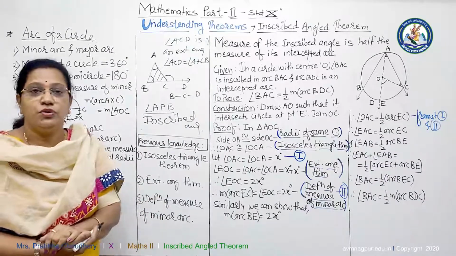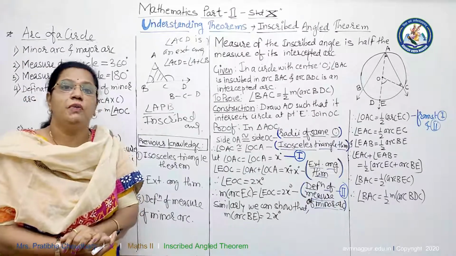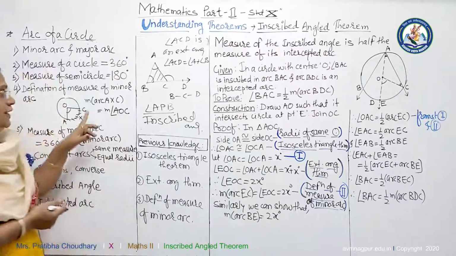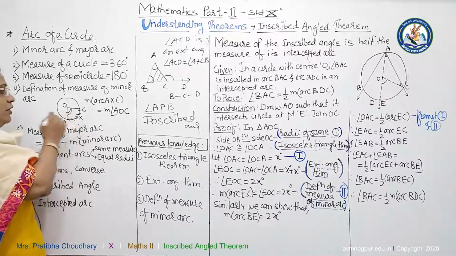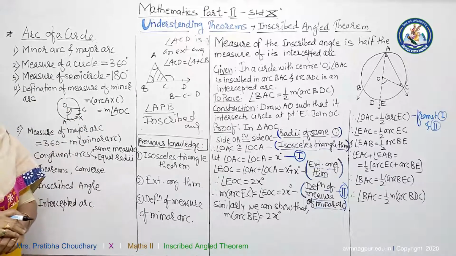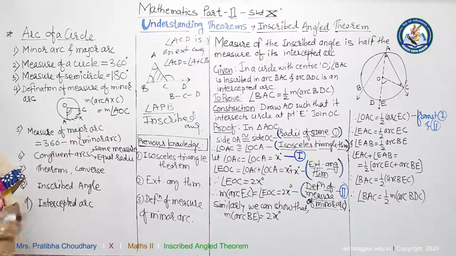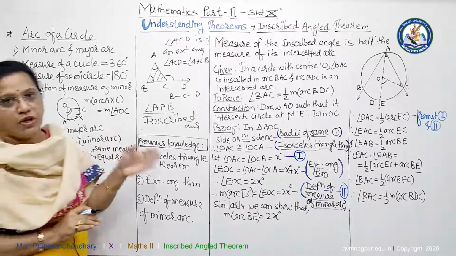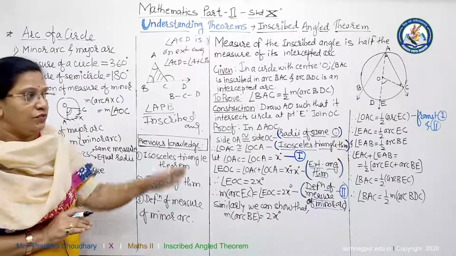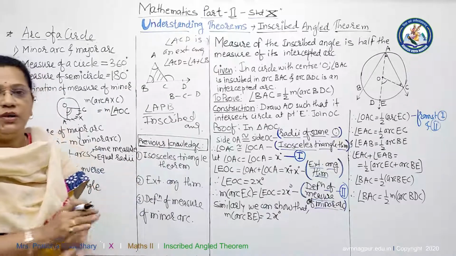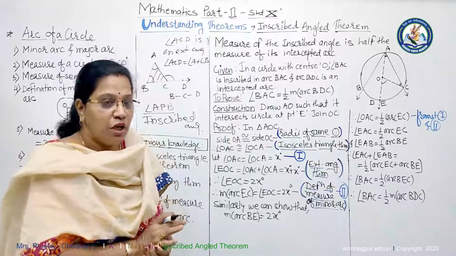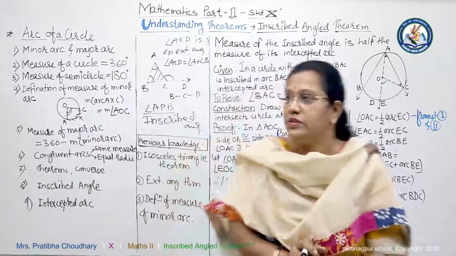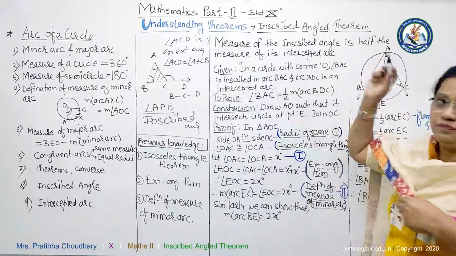Now, third, we should know the definition of measure of a minor arc. I have told you that the measure of the minor arc is nothing but the measure of its corresponding central angle. So we are going to use these three things. I hope all of you remember this while proving this theorem. Otherwise, it will become difficult to understand the theorem. Previous knowledge is a must.